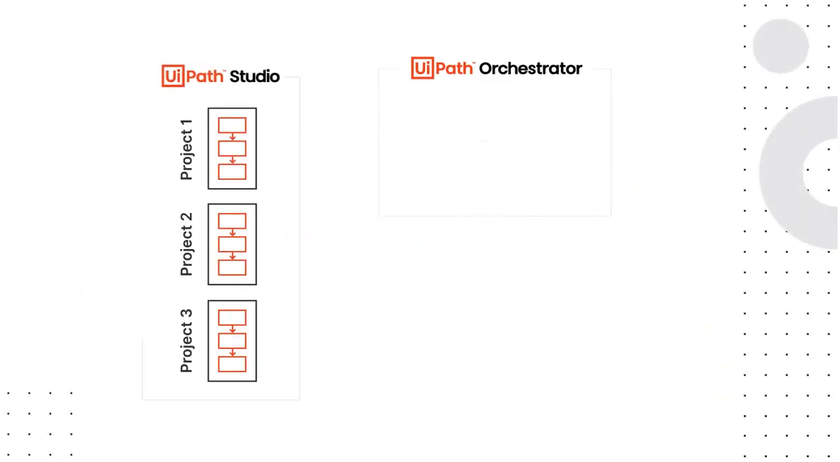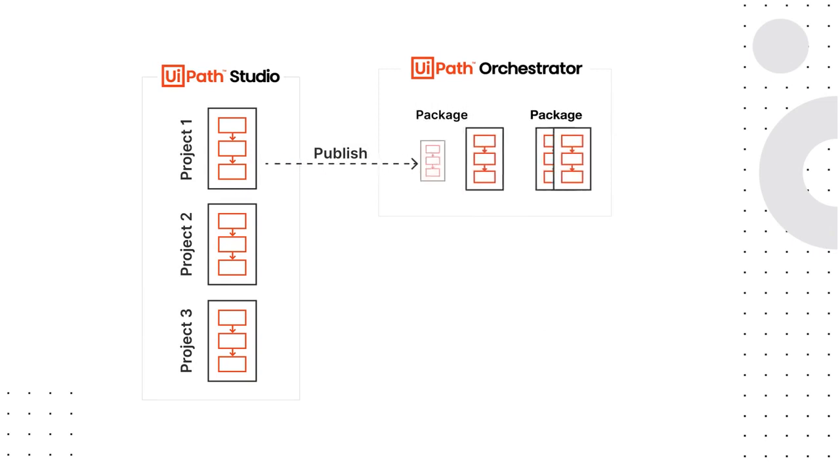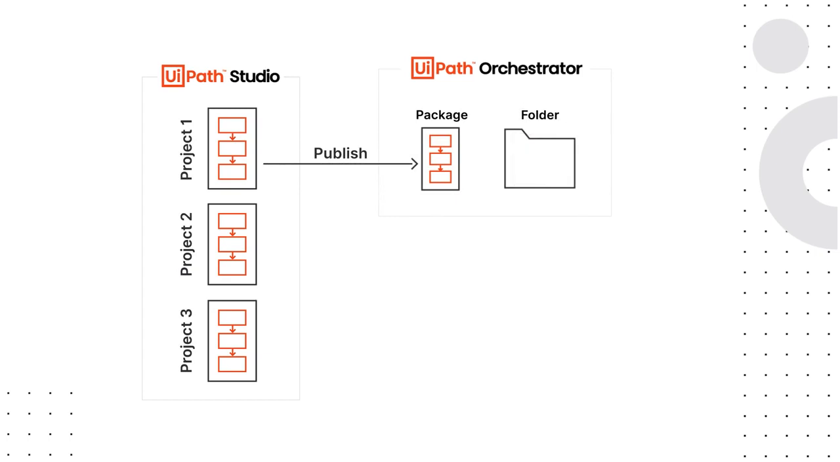The automation projects published to Orchestrator are stored as packages, along with their versions. Published packages need to be associated with folders to run automation projects. The pairing of a folder and a published package becomes a process. The robots with access to that folder can then run this process.